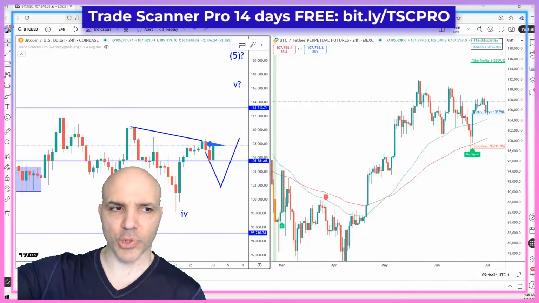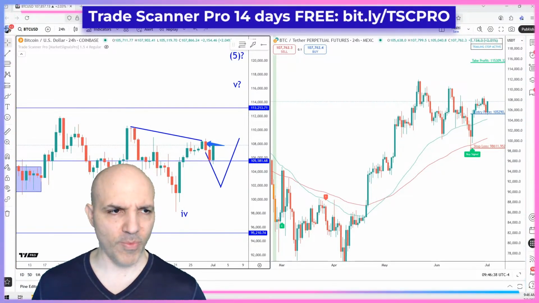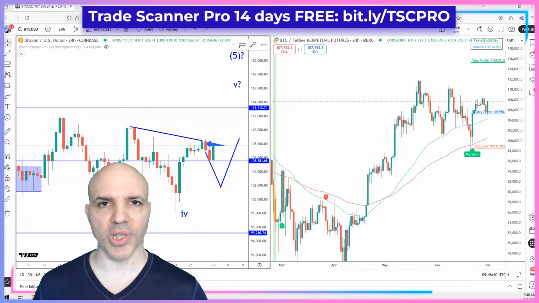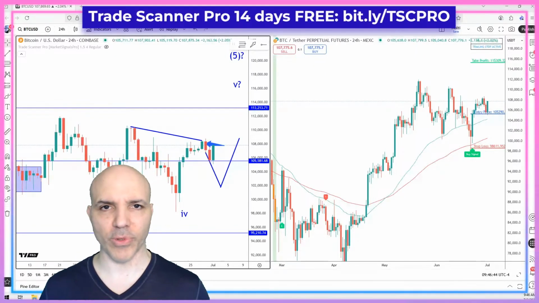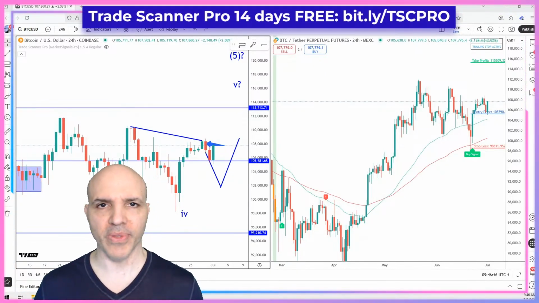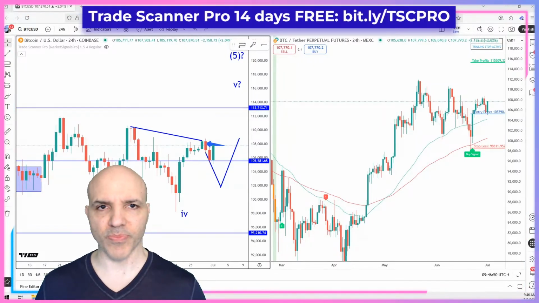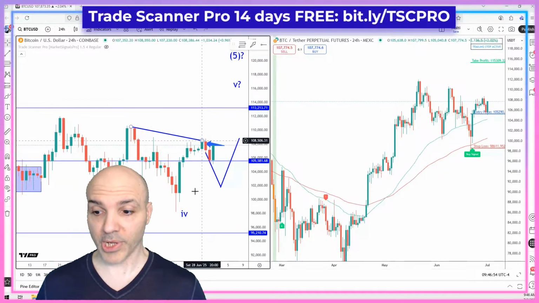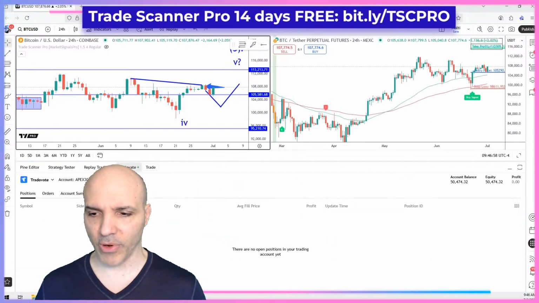So, if you're new to the stream, welcome. The way this works is first I do my analysis, looking for trend and levels, just using a basic chart. Then we go to the smaller time frames and look for confirmations using the Trade Scanner Pro. I'm placing trades on the micro Nasdaq futures using this Apex account over here.